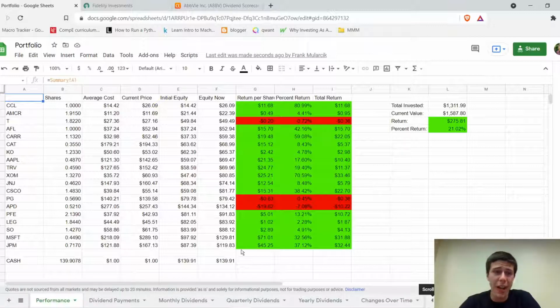This is the performance tab. I'll actually have to make a slight change here, since I don't quite have AbbVie in here yet, but I'll figure that out in a little bit.